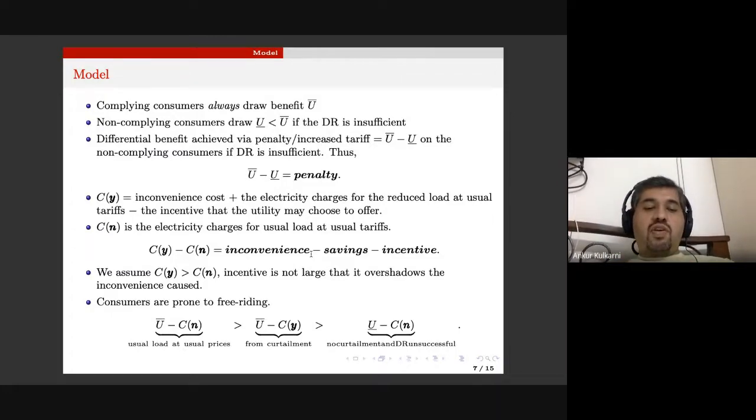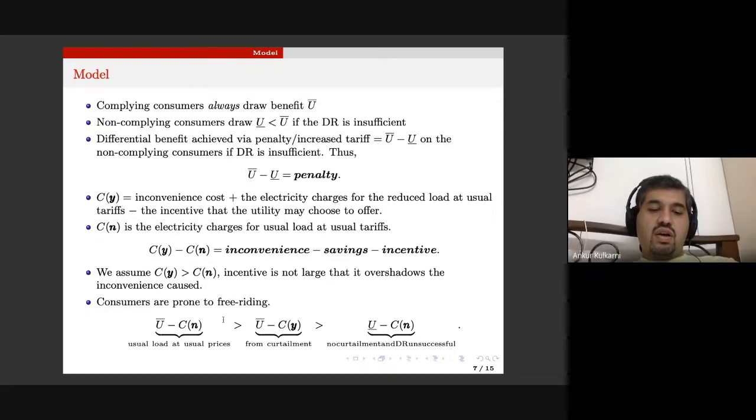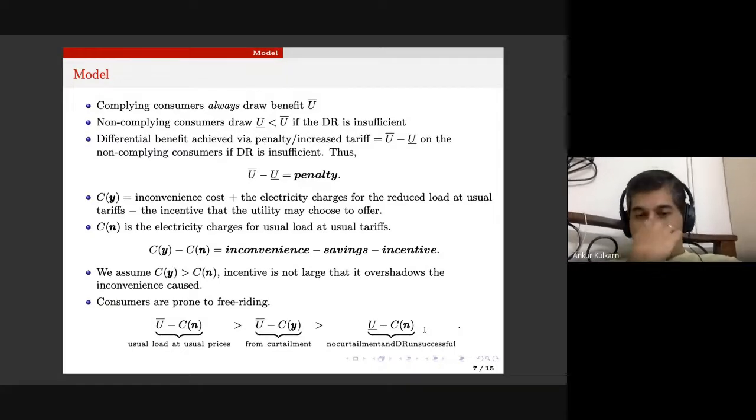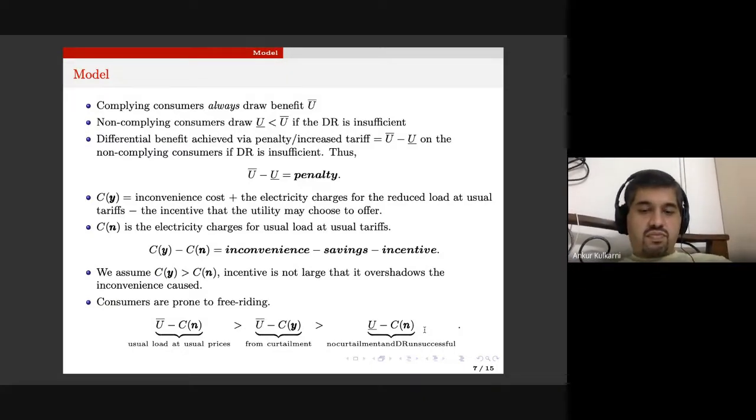So we'll also assume consumers are prone to free riding. Now, what does this mean? It means if you look at these three payoffs, first is U bar minus Cn. This is usual load at usual prices. That is most preferred. Then usual load from curtailment, that is next. And then the next is no curtailment, and if your DR is unsuccessful, that is the least preferred. That's the least preferred situation.